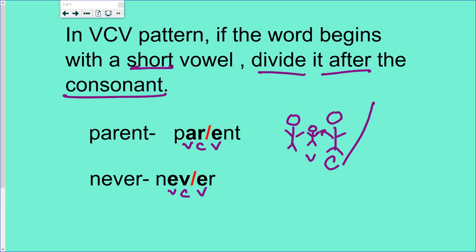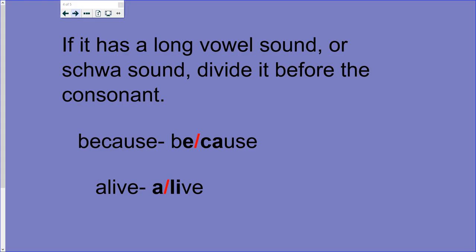Okay. In the other situation with those long vowel sounds, if we have a long vowel sound or the schwa sound, we divide it before the consonant. That schwa sound is that sound, like somebody just got punched in the stomach. It usually happens at the beginning of the word. And we usually see it with the letter A, the schwa sound. In your phonics type things, you're going to see the phonetic symbol with the upside down E. If I'm going to say how it sounds, it would sound like this: uh. That's the schwa sound. Okay.